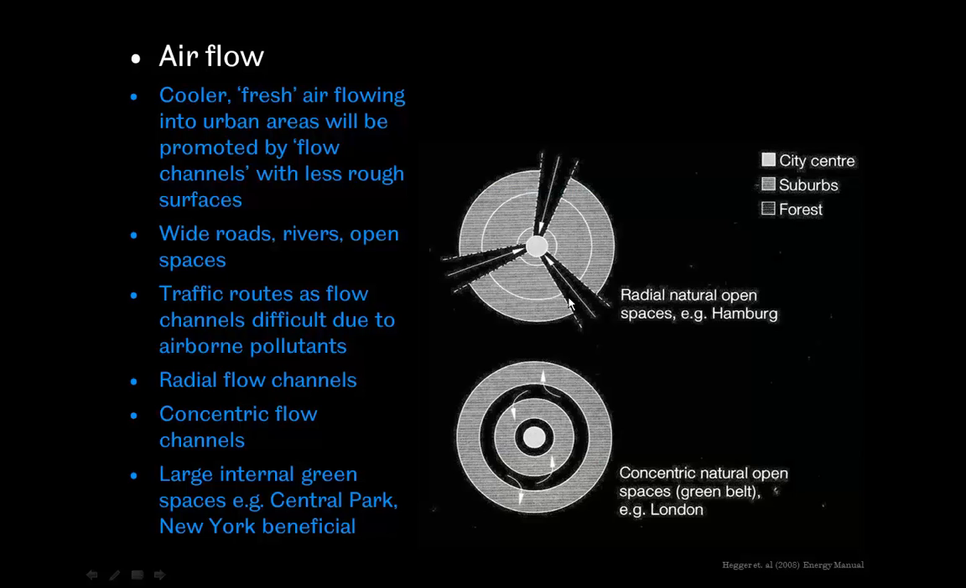Now, using roads, using large traffic routes as flow channels, can be difficult because you've got a lot of pollutants on those roads. And so at the moment, those flow channels could be bringing those pollutants in. However, we will be moving to electric cars globally within the next 10 to 20 years.